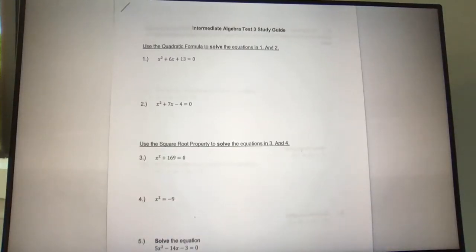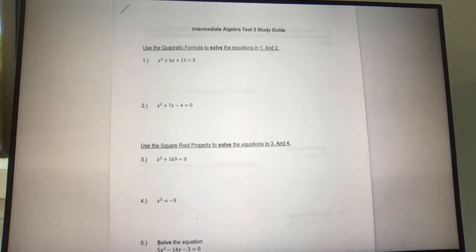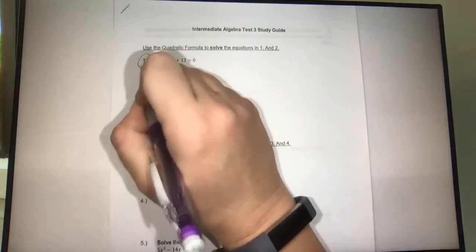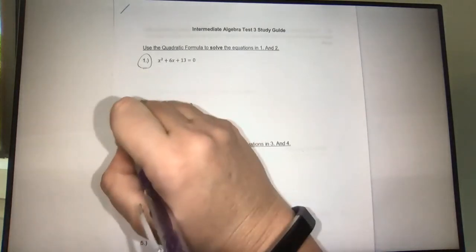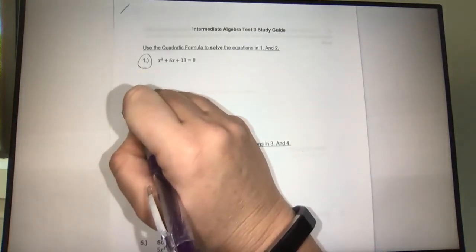Okay, so test 3 study guide. Let's look at the directions for number 1 and number 2. We're not going to do both number 1 and number 2 because number 1 is more closely aligned to your test. So that's the one that we're going to do. Number 2, though, would be fantastic practice for you.